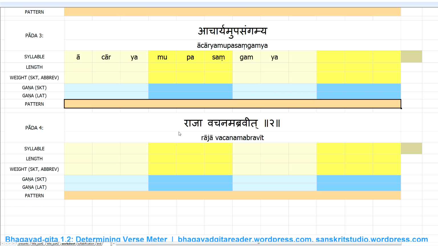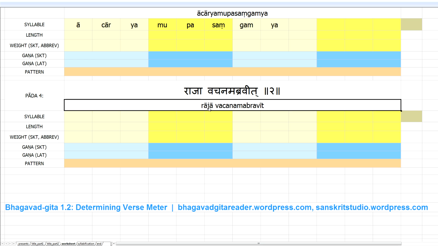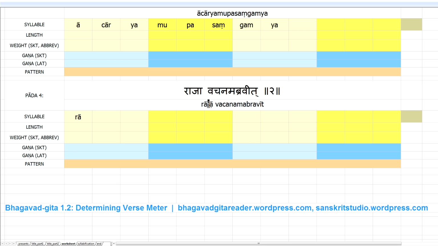And now to pada 4. Radhe vacanam abravit. And here we have, the beginning is here, but what about the j? It's a single consonant, so it moves to the right, so we don't worry about it in the first syllable, but it comes to the second one. There it is.